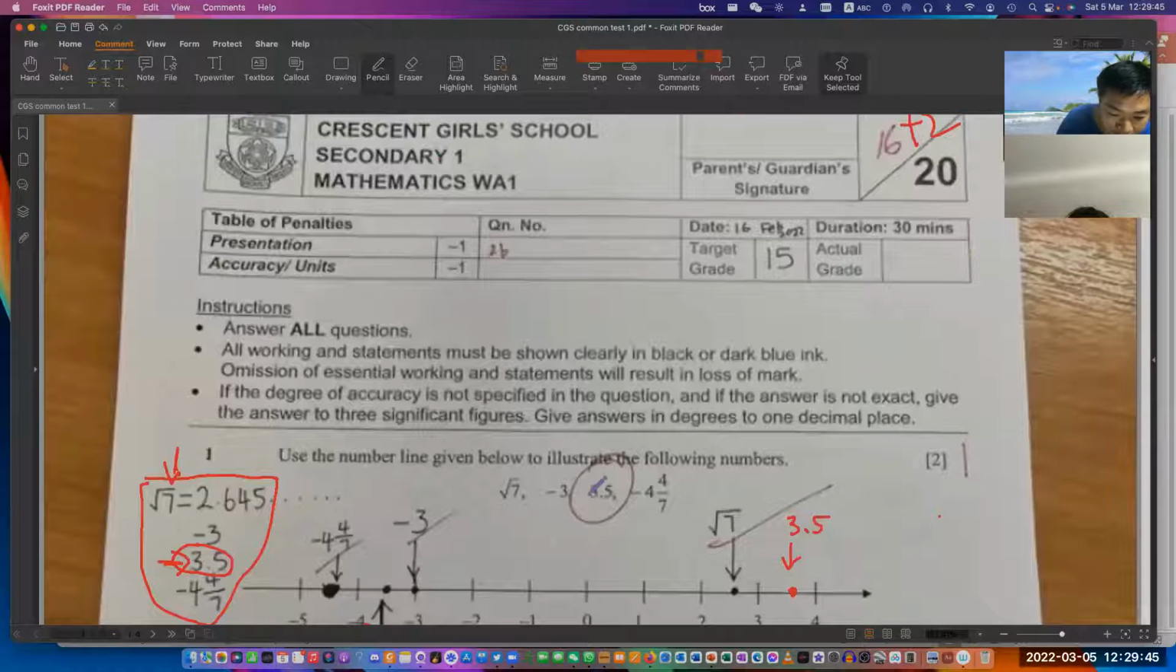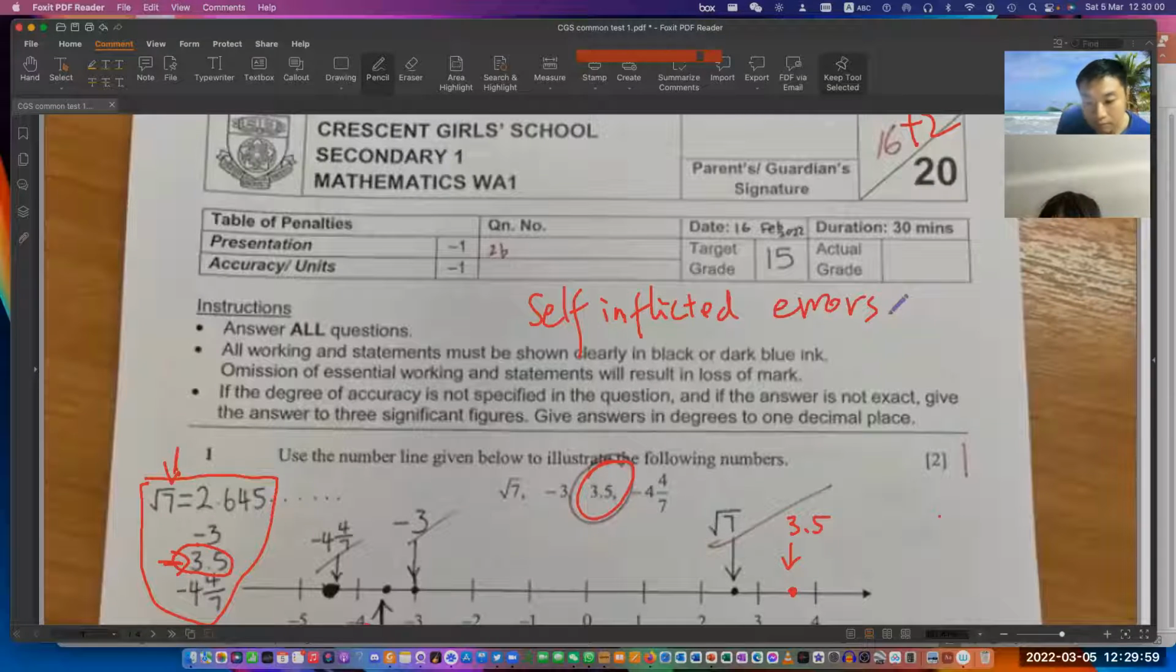So all these mistakes, right? 3.5, then you go and write minus 3.5. They are called self-inflicted errors. Self-inflicted means you cause it yourself. No one can help. Nothing to do with concepts. You know, it's concept error, right? Concept error means you read the question, you don't understand. Concept wise, I can help you. But self-inflicted, I can't help you. Understand?